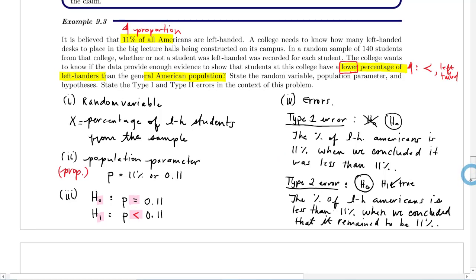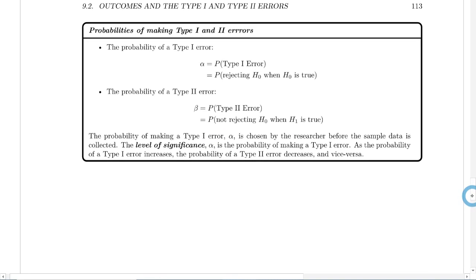Okay, so putting this all together, I put it in a little box. So the probability of making a type 1 error. There's a type 1 error when we reject the null when it's true. The probability of making that error is alpha. Okay, so the probability of making the type 2 error, which is beta, is when we do not reject the null when we should have, right? So the probability of us making this error is beta.